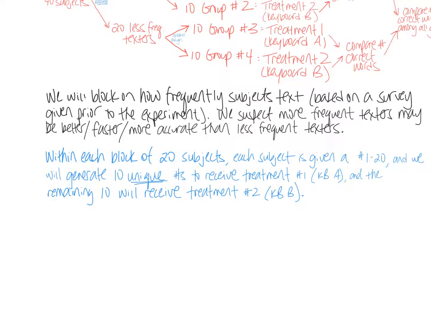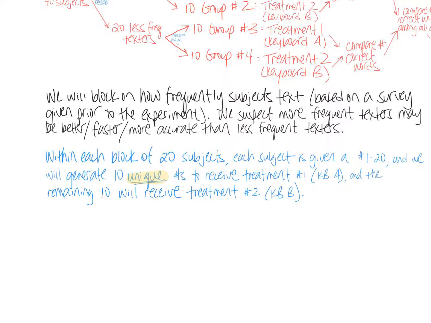So what I've written here is: within each block of 20 subjects, each subject is given a number 1 through 20, and I'm going to use my calculator or a random number generator to generate 10 unique numbers, aka half of them, to receive treatment number 1, which is what again? Keyboard A. The remaining 10, the other 10 people whose numbers were not called, will receive treatment number 2, which is keyboard B. And just make sure that you have this word unique, which is very important.